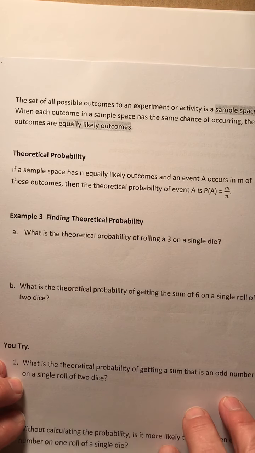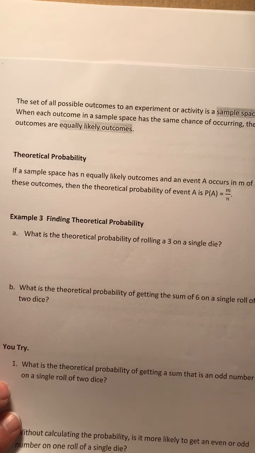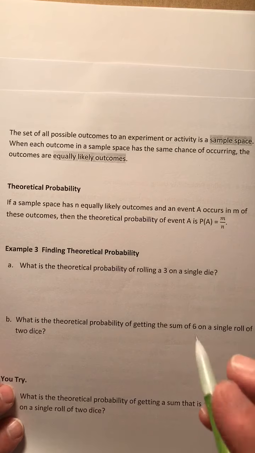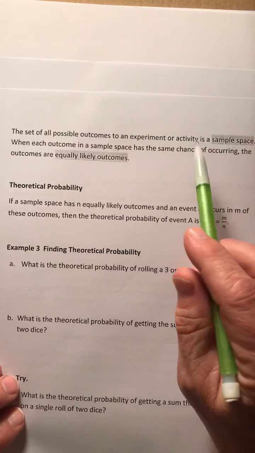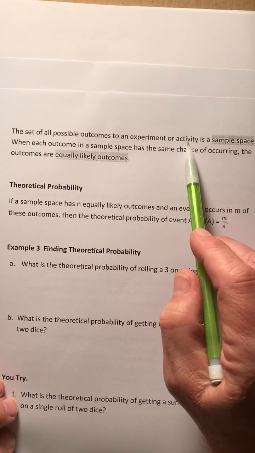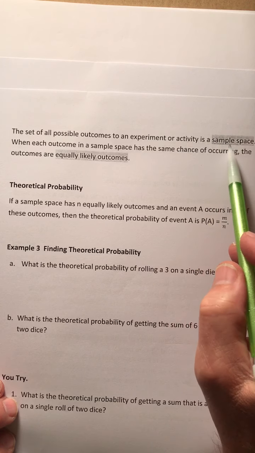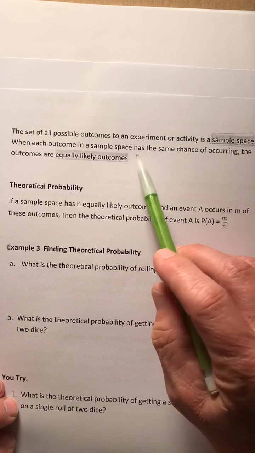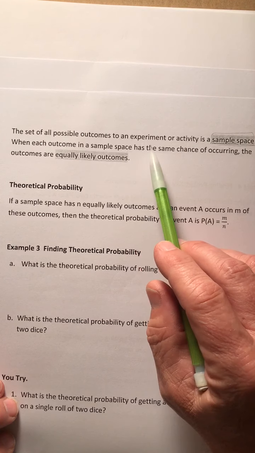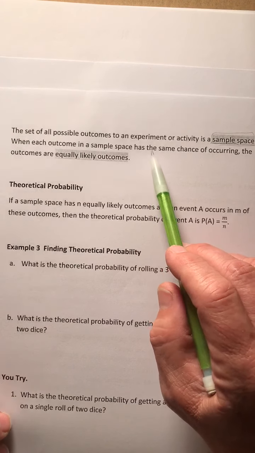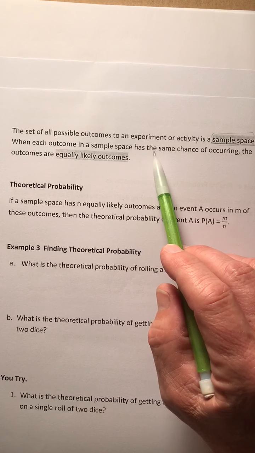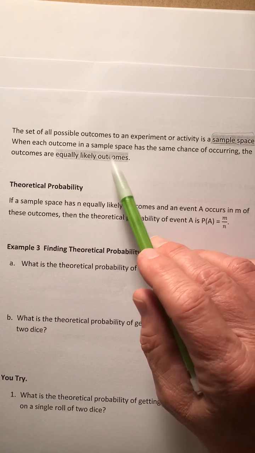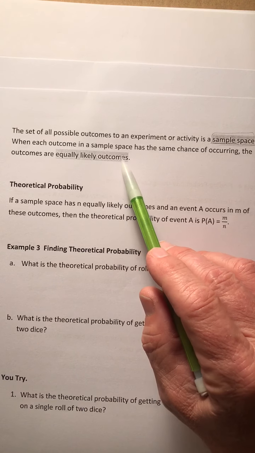All right. So we covered experimental probability. Now we're going to cover theoretical probability. One of the things you have to know is that the sample space is all the possible outcomes, the number of things that are in there. When every one of the things in there has the same chance of happening, it's said to be equally likely outcomes, and that's what you want.